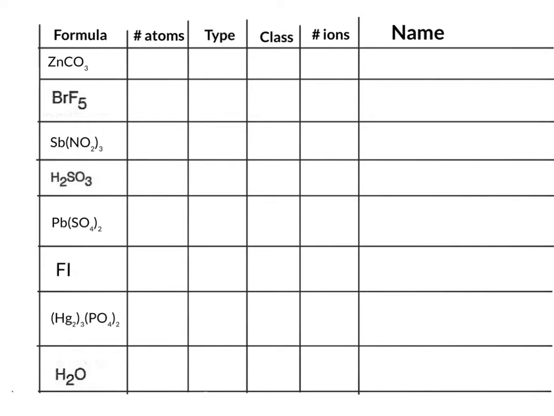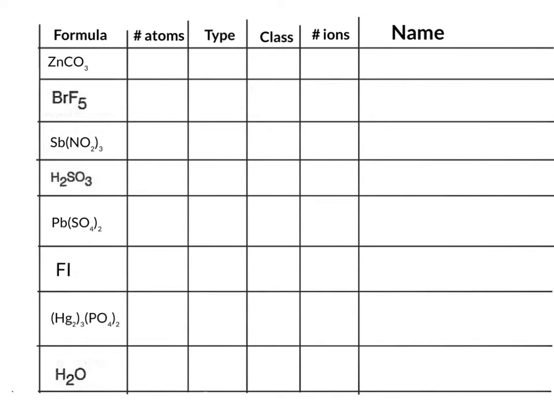Next, we have BrF5. How many atoms are present? There's 1 Br, 5 fluorines, and that gives us a total of 6 atoms. Next, we're going to look at the type. Is this ionic or molecular? The first element is bromine. Bromine is a nonmetal, so that means this is a molecular compound. Then we're going to classify it, and the classes for molecular compounds are acid or covalent, and this one is covalent because it doesn't start with H or hydrogen. Since in the previous step I said it was molecular, that tells me that the number of ions is 0.